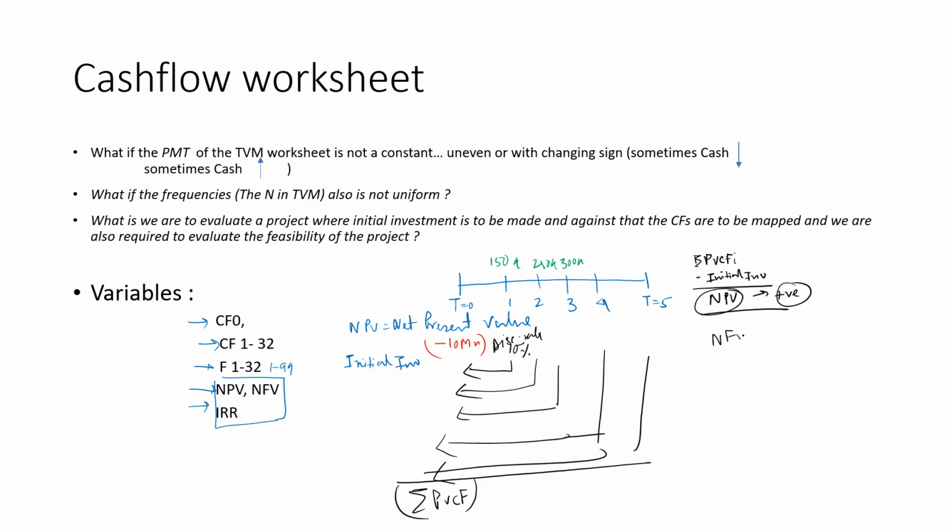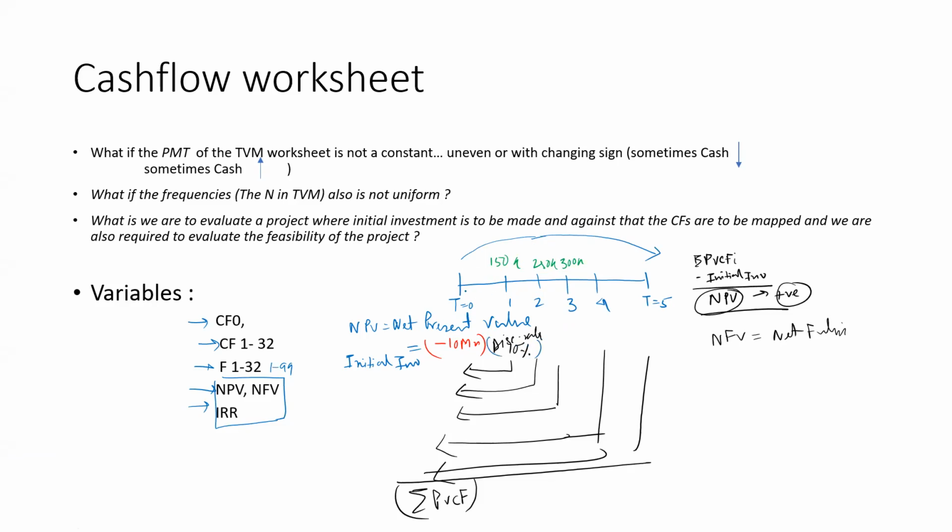Similarly, I also told you about the concept of NFV. NFV happens to be what is called the net future value. So net future value is nothing but the same concept of discounting. If we project them into the future, say it's like this: you're infusing $10 million today as part of your capital outlay, and then you're generating these cash flows. The other way of looking at the same thing is: what if there is an opportunity cost? The opportunity cost is determined by the discount rate once again.